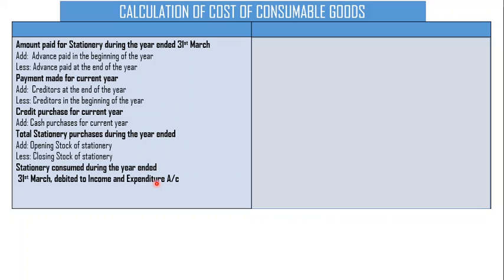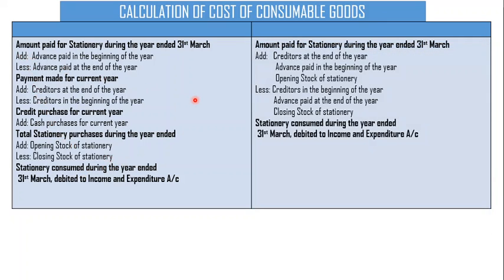So one more thing I want to explain here, this pattern I explained just now, the amount paid for stationery, depending on whatever is given to you. And there's one more way, or an alternate. So instead of going step by step, we can take all the add items together. Like advance paid in the beginning is added. I can start from the same thing, amount paid for stationery during the year ended 31st March, add advance paid. So all add items you can write together. Same way, all the amounts which are to be deducted can be written together. Okay, this way also you can calculate stationery consumed.